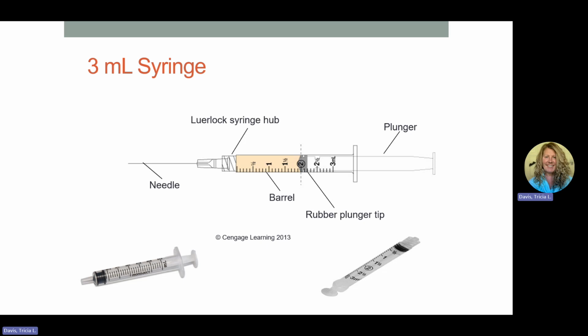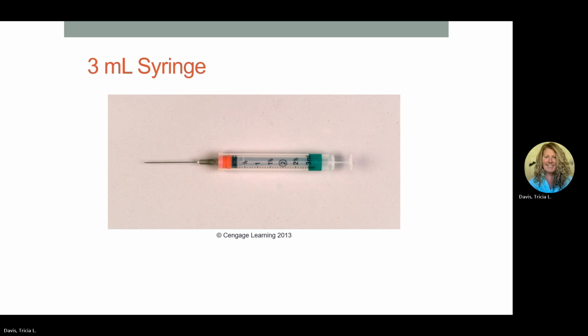The barrel of the syringe is labeled there. You have the plunger, which you can use to pull back and push to withdraw medication and to administer medication. And then you have that rubber plunger tip, which is what we usually use to guide us when we are calculating our dose and measuring our medication. And usually these calibrations are read from the top of the black ring on this suction plunger, and they're going to be calculated in tenths of an ml.